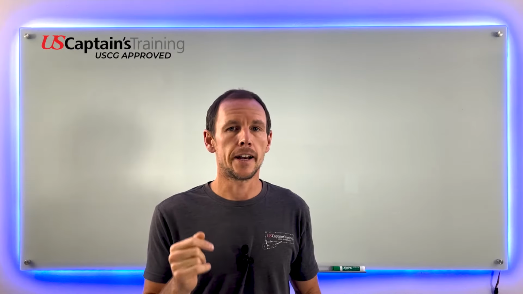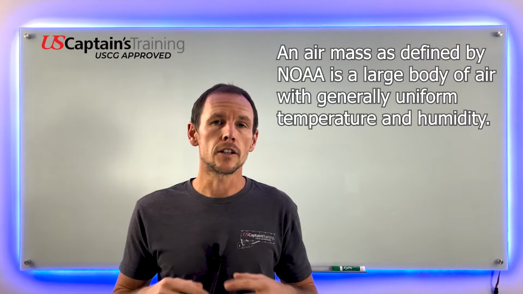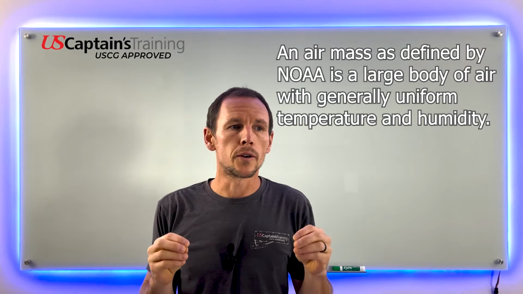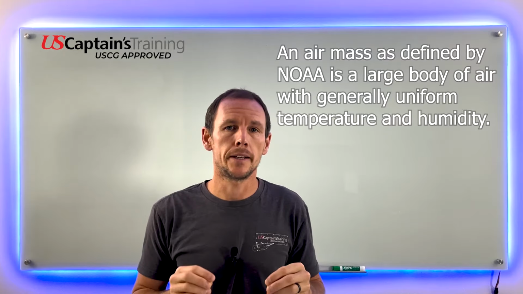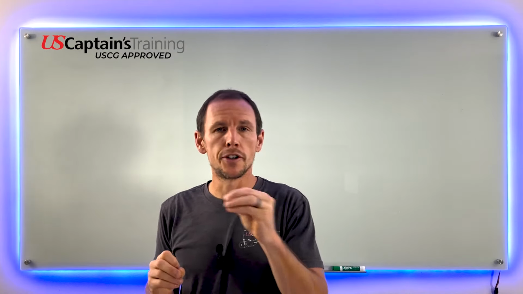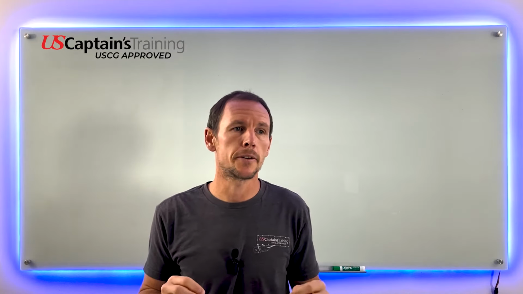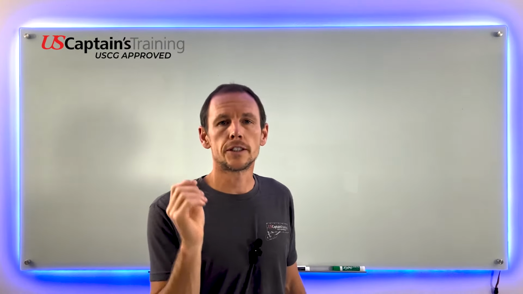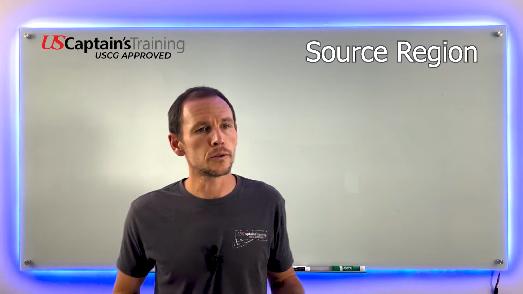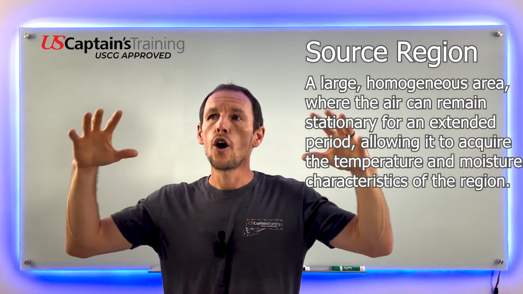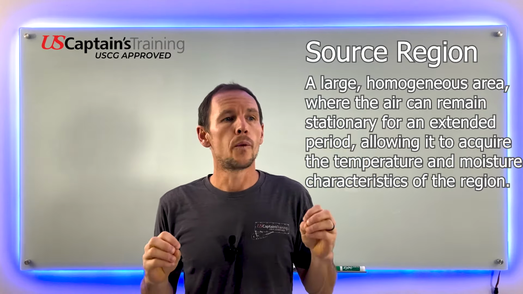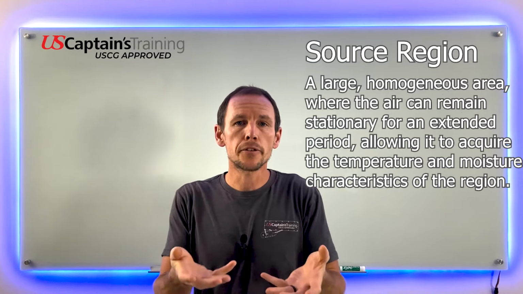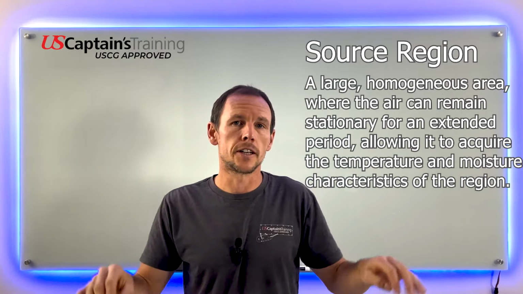Let's define an air mass. An air mass is a large body of air with generally uniform temperature and humidity. Good. You see that temperature and humidity is right in the definition of air mass. Where do these air masses form? They form over a source region. And a source region is a large homogeneous area where the air mass can persist over some time to gather the properties of the surface under it.